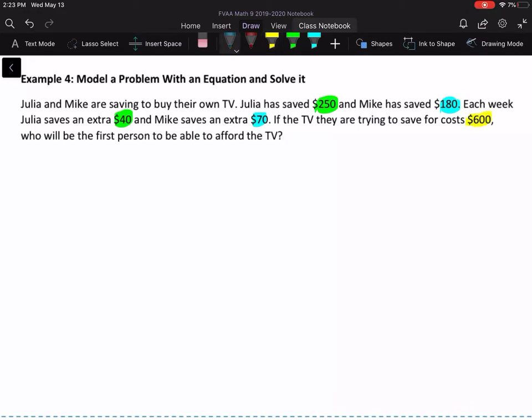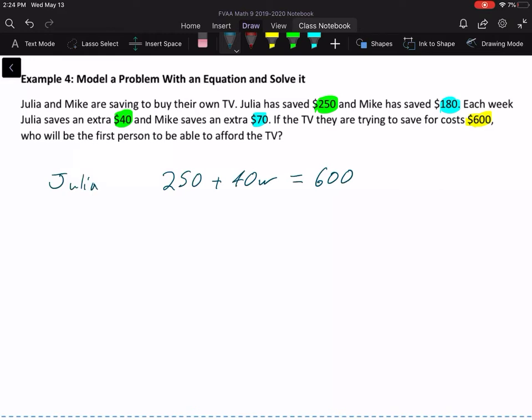to afford the TV? All right, well, Julia has an initial amount of $250, so more than Mike, but she only adds $40 per week. Okay, and we want to solve for the week in which they can buy it, because that's going to tell us who can buy it first. And that is equal to $600. Okay, this is for Julia.